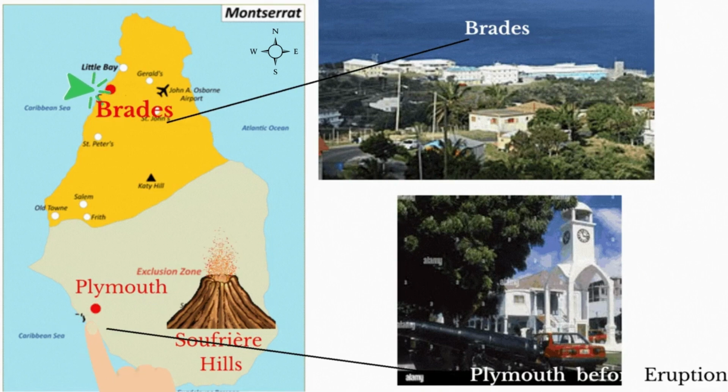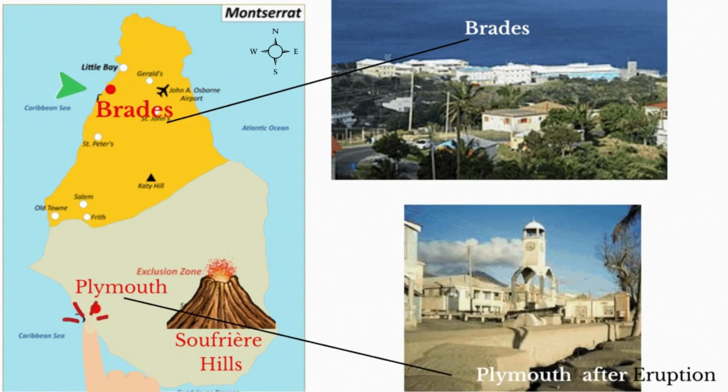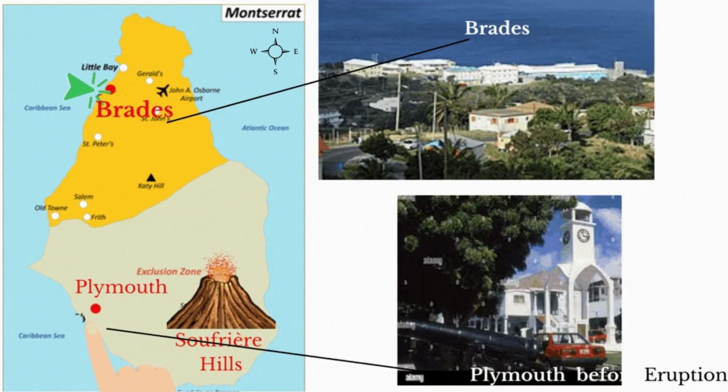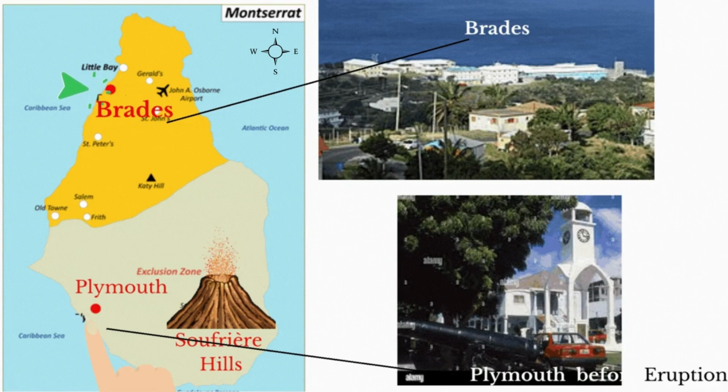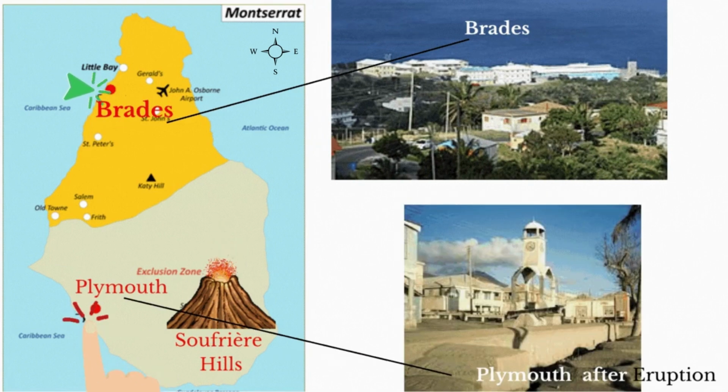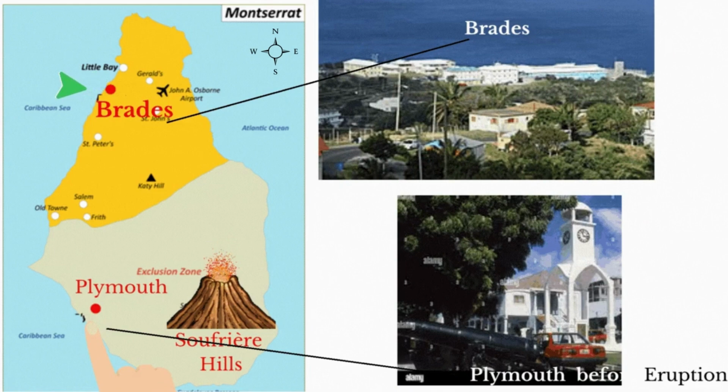All right, so here we have Braids and Plymouth again. And as you can see, we are seeing Plymouth before the eruption and Plymouth after the eruption.